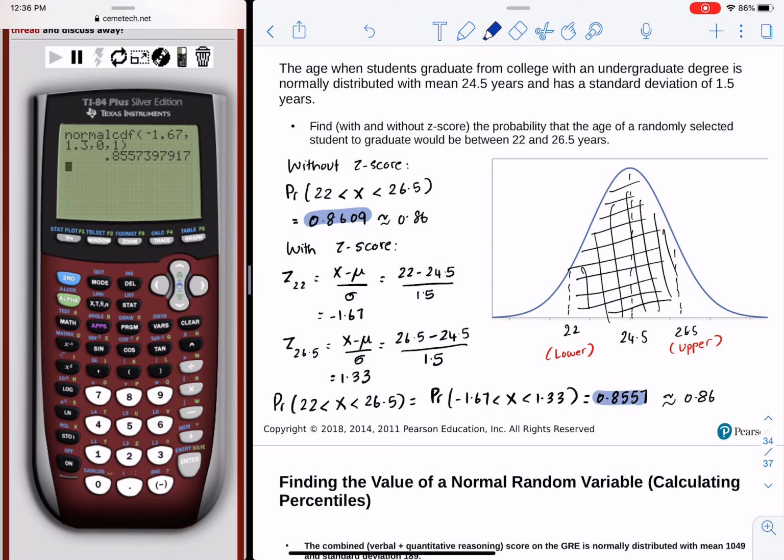The reason for that is that we rounded here and we rounded there when we computed the z-scores. So oftentimes using normal CDF with the mean and the standard deviation as is in the problem without using the z-score is going to be much more accurate than computing the z-scores, because each time you compute a z-score you will encounter rounding.